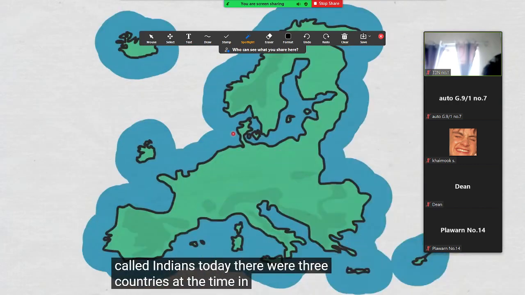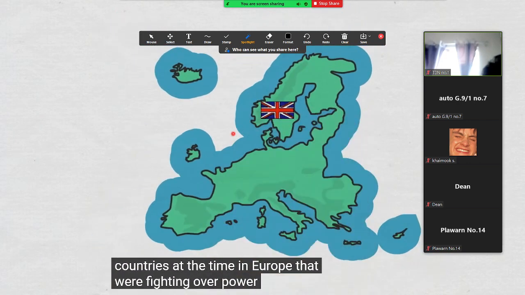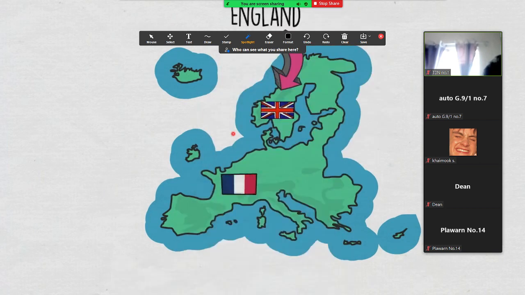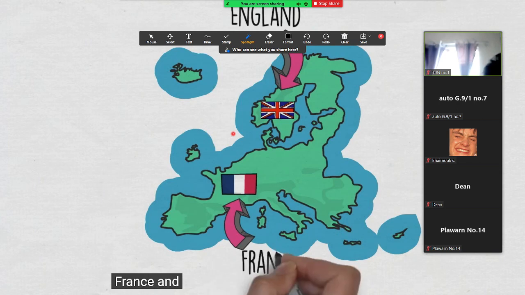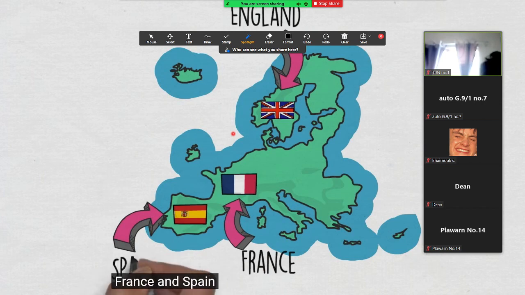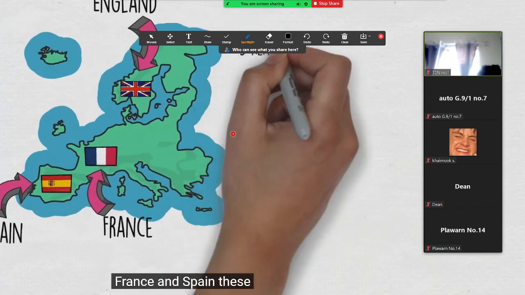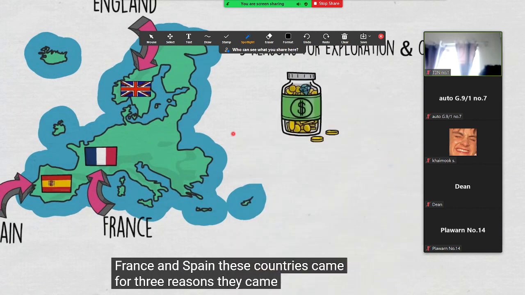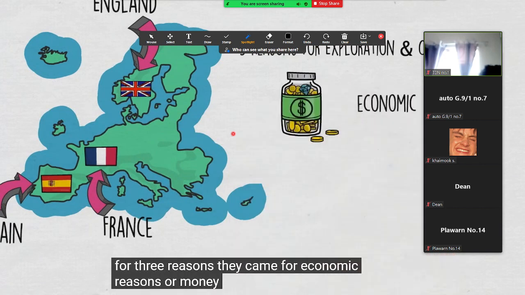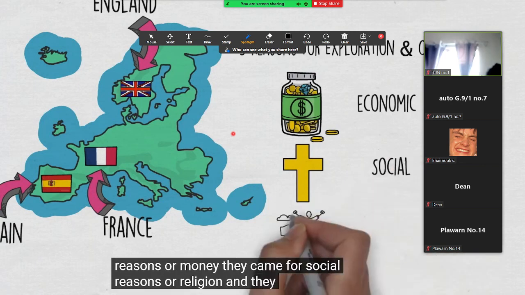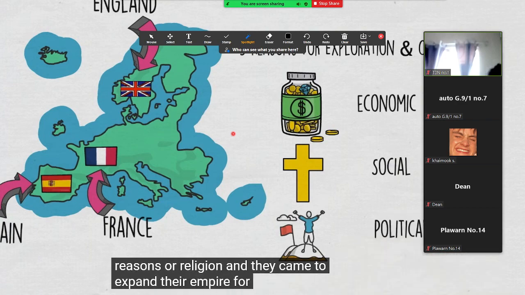There were three countries at the time in Europe that were fighting over power and wanted more power over each other. There was England, France, and Spain. These countries came for three reasons. They came for economic reasons, or money. They came for social reasons, or religion. And they came to expand their empire for political reasons.